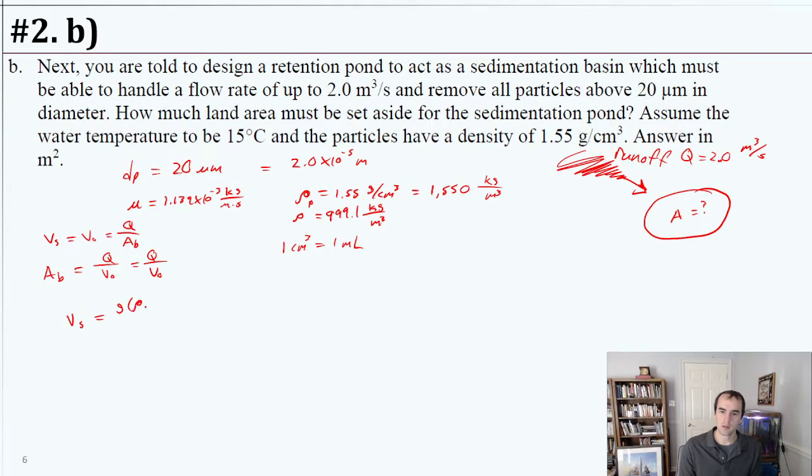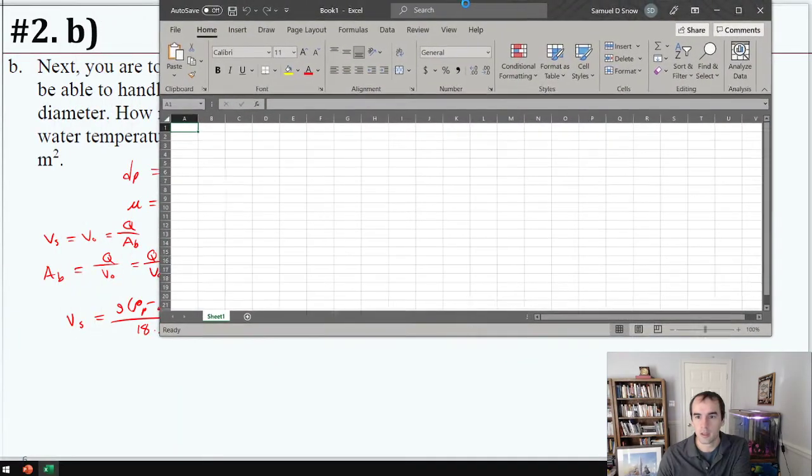That's g times rho of the particle minus rho of the water, times the diameter of our particle squared, divided by 18 times our dynamic viscosity. With all of that, that's going to go in the denominator to solve for our A_B. We'll go ahead and calculate this now. I'm going to pull up Excel for this one, hopefully to make it clear.